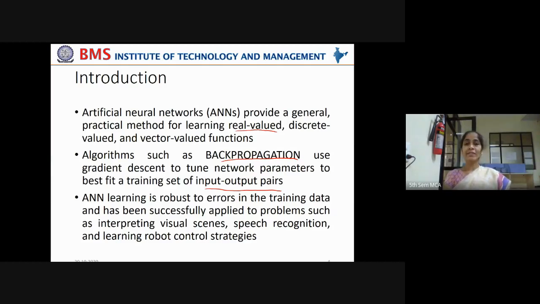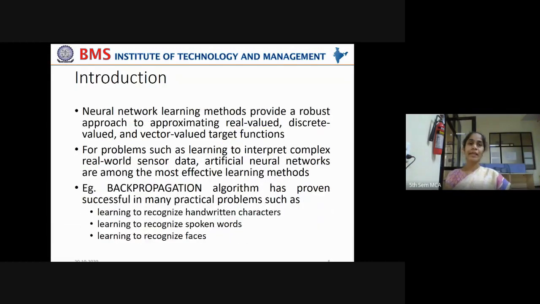So in these kinds of situations, artificial neural networks will be very useful. You can train them in multiple levels in order to arrive at more accurate predictions. Now, neural network learning methods provide a robust approach to approximating real valued, discrete valued, and vector valued target functions. Remember, I'm using the word approximating. It is not accurately predicting, it is just approximating.